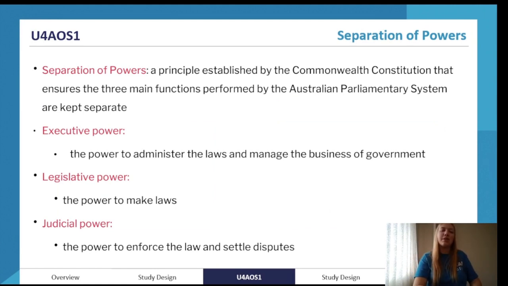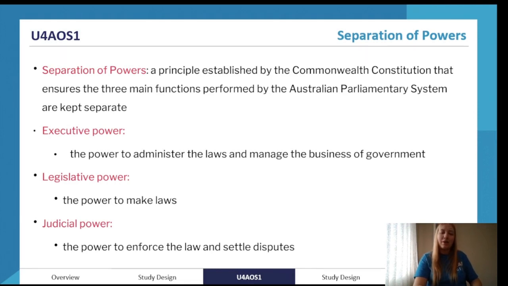Next, looking at the separation of powers, reminder not to be confused with the division of powers. The separation of powers you need to be able to define. It's a principle established by the Commonwealth Constitution that ensures that the three main functions performed by the Australian parliamentary system remain completely separate. So we have executive power, legislative power, and judicial power. In theory, these are supposed to be separate, but they overlap.